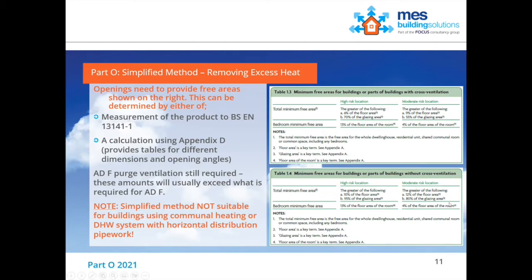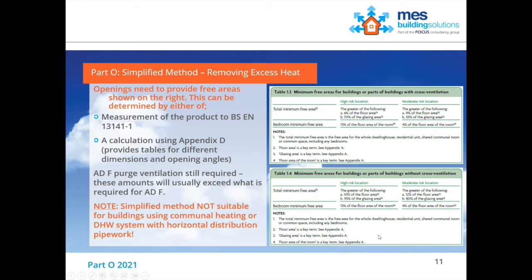And for the moderate risk location, we have to have the greater of the following: 12% of the floor area or 80% of the glazing area, whichever of those is the greater. And obviously for the high risk, it's slightly different. Again, the criteria up here are different, but we just look at the table and select whichever one is appropriate for our development. We also have to have a minimum of 4% of the floor area of the room in bedrooms as well.